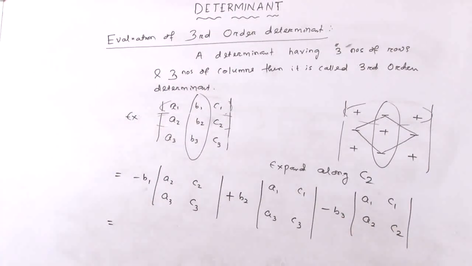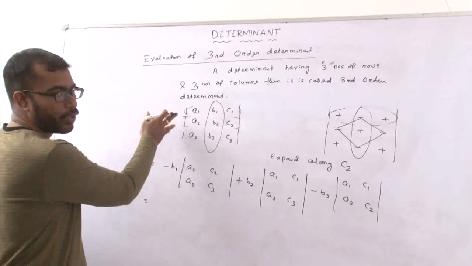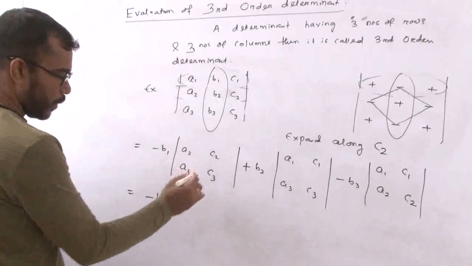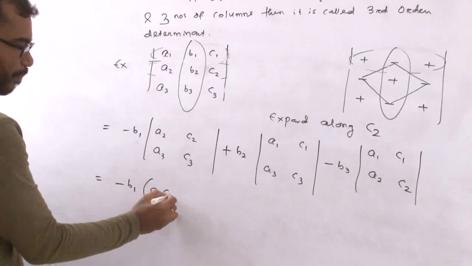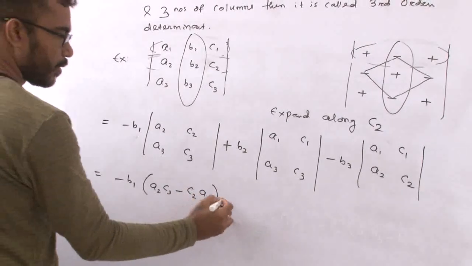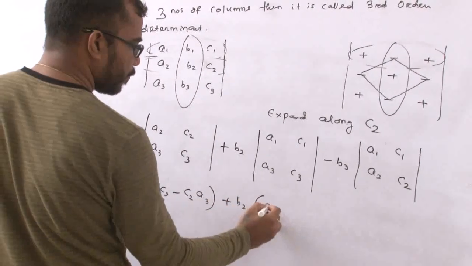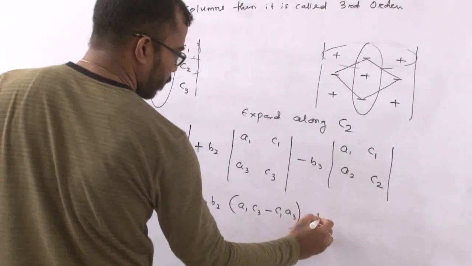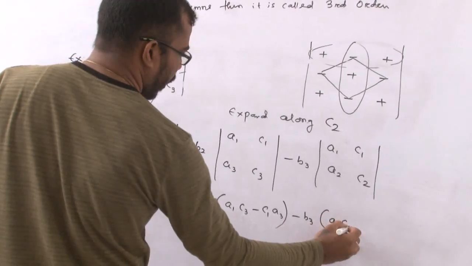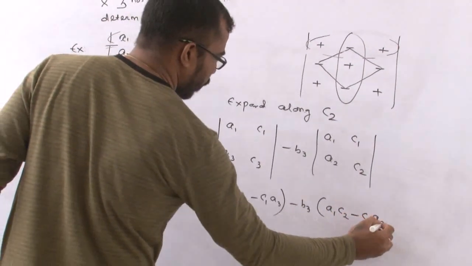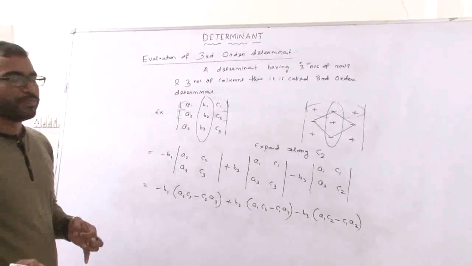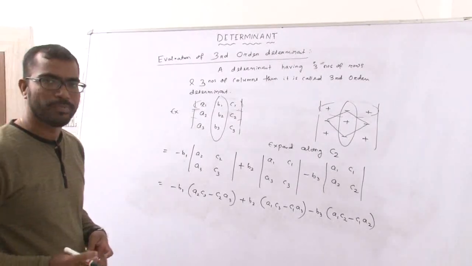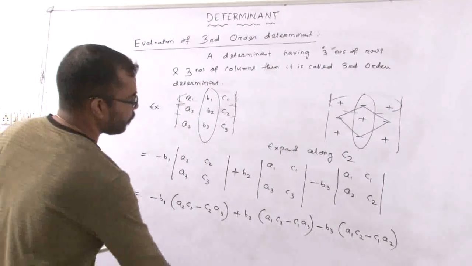Now if we expand them, the third order determinant is converted to second order determinants. Now we evaluate, so we get A2 C3 minus C2 A3, plus B2 into A1 C3 minus C1 A3, minus B3 into A1 C2 minus C1. So this is the procedure to evaluate a third order determinant. Now take some examples to understand clearly.